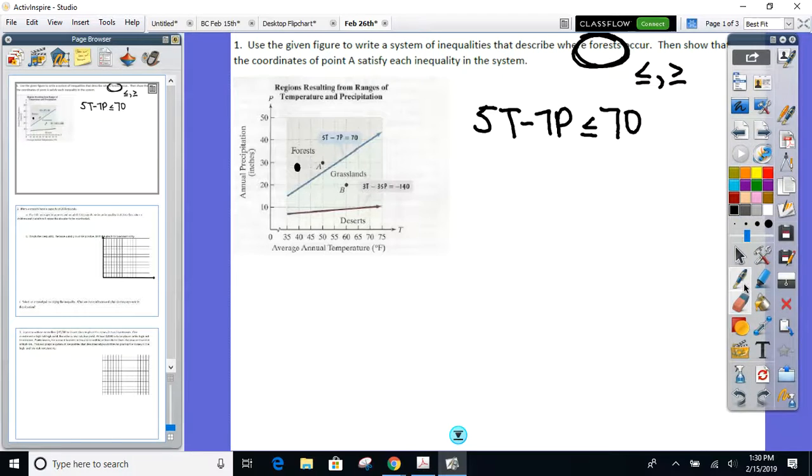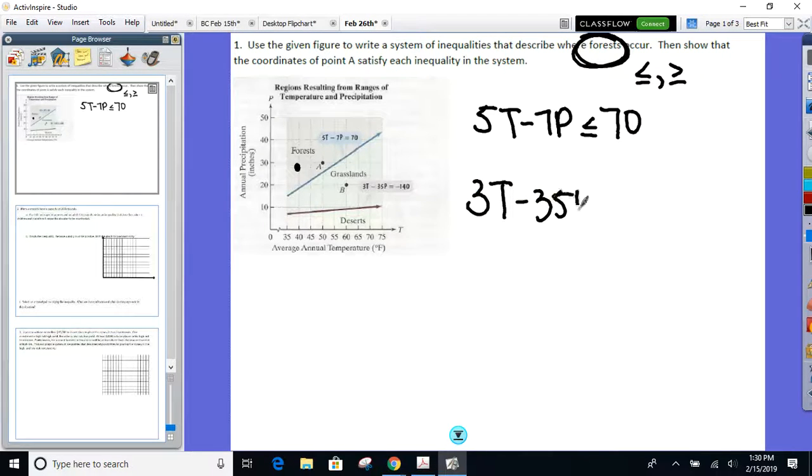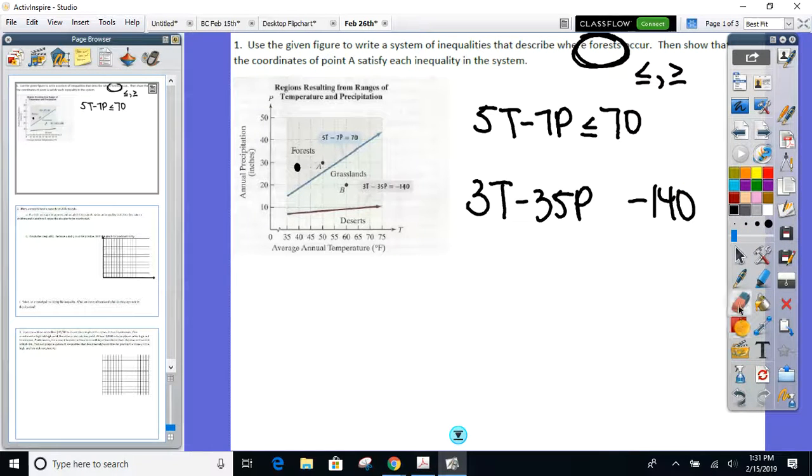All right, now this line right here. I've already told you it's 3t minus 35p, and it's something negative 140. Do the same thing. Where do you have to shade for that line as well? Above. Okay, got to shade above, so pick some point above it, plug it in, and see what symbol you got to give me for this one.